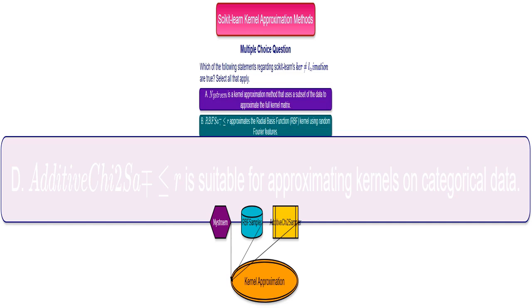Statement D discusses additive Chi2 sampler. This method is specifically designed for categorical data. That means data that is in categories or groups, like colors, red, blue, green, rather than numbers.